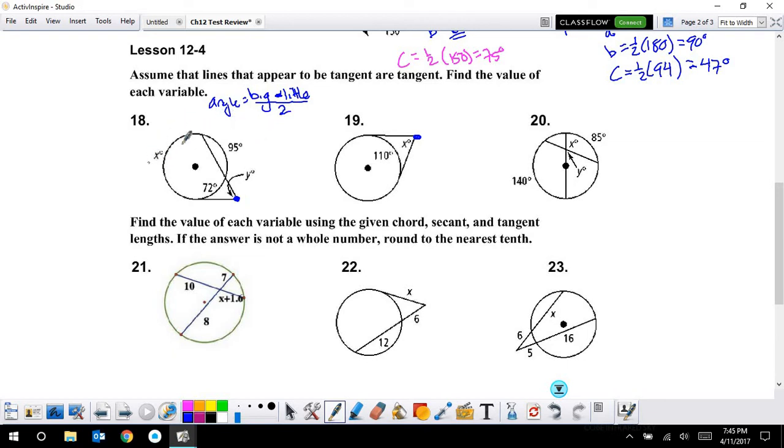So in this case, I don't have the big arc x and I don't have the angle y, so I can't really plug into that equation yet. So instead, remember a full circle, like what we said in 12.3, is going to be 360 degrees when you add up all the arcs. So I've already spent 95 and 72 degrees. So you have, let's see, left. I gotta do some quick math in my head here. So 265 minus 72.